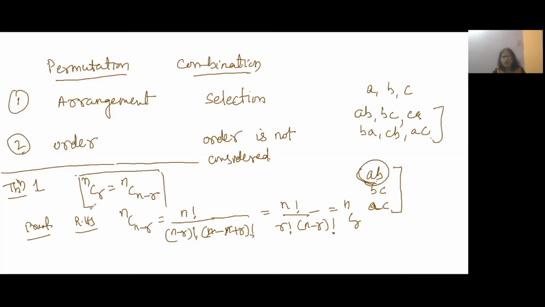Where can we use it? For example, if you have to find 100C98 and 100C2, these are the same thing. So if you know 100C2, you can write 100C98 directly. This is the basic utility of this small theorem.